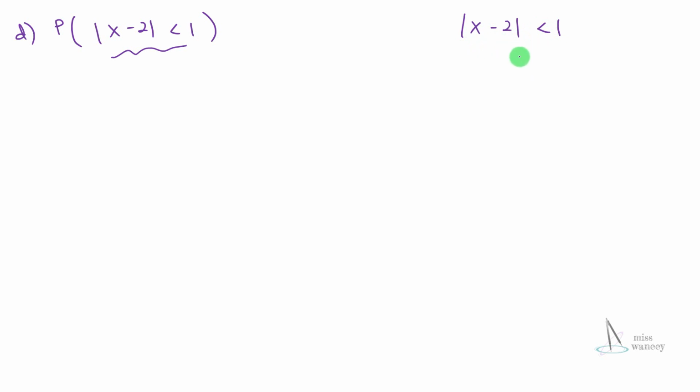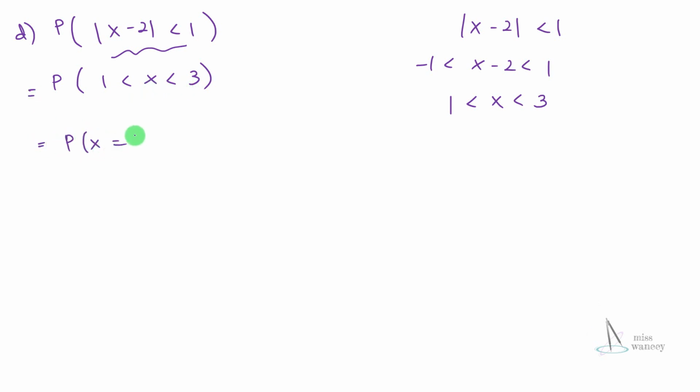When you open the modulus, less than means something in between, so negative 1 and 1. That means x will be negative 1 plus 2, which is 1, and 1 plus 2, which is 3. So instead of writing down the probability of modulus of x minus 2 less than 1, I'm going to write it as the probability for x in between 1 and 3. Since this is discrete, the probability of x in between 1 and 3 simply means the probability of x equal to 2. Go back to the table, and the probability of x equal to 2 is simply 4 over 30, or you can simplify it as 2 over 15. Okay, so that's it for the first part.